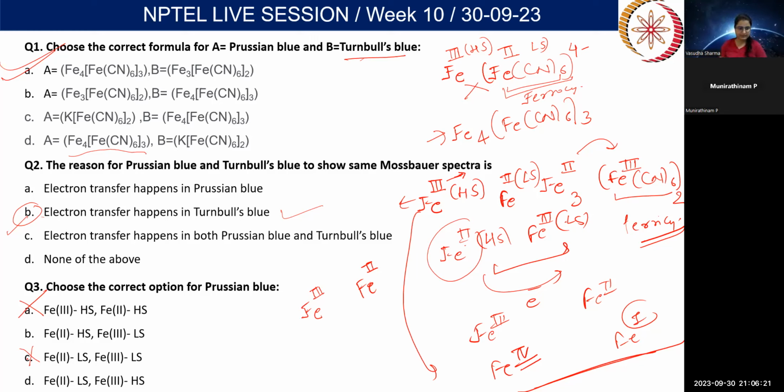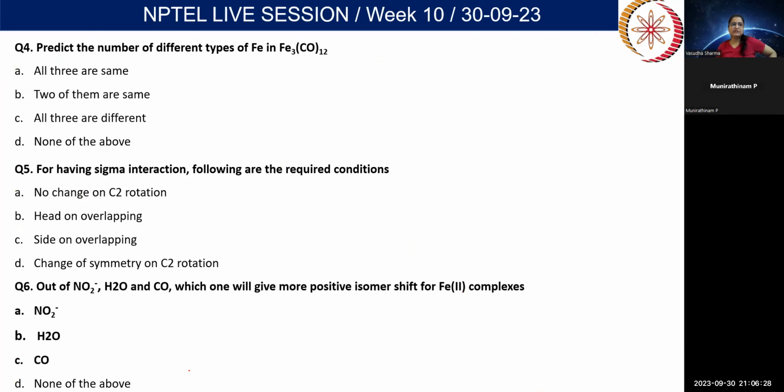B option is correct, ma'am. Yeah, iron 2 is existing as low spin and iron 3 is high spin. So this option is right. Now please try the fourth.